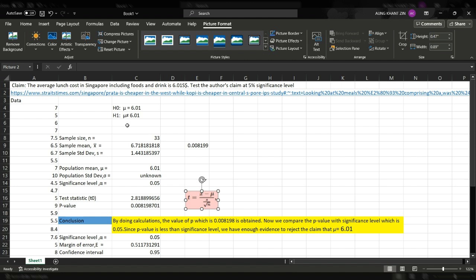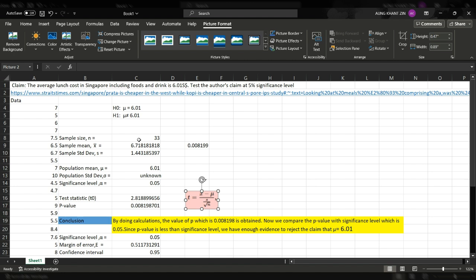To support my alternative hypothesis, I collected data using Google Form, which I put here A4 to A36, and my sample size is 33. So here I collected 33 data to make sure that my sample size and my data is distributed normally or approximately normally distributed.